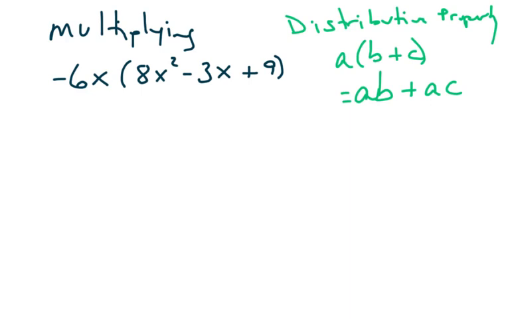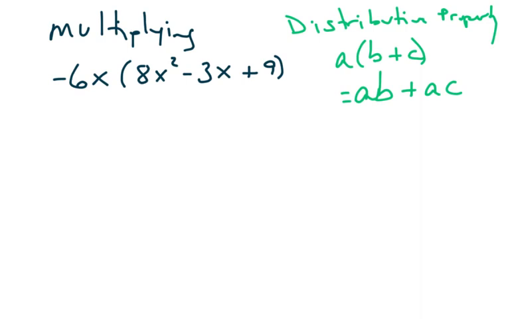Now this can get expanded for more than just 2 terms inside. It doesn't have to be just a b plus c. It could be b plus c minus d minus e minus f plus g. It works the same way. The number on the outside gets distributed or multiplied inside.